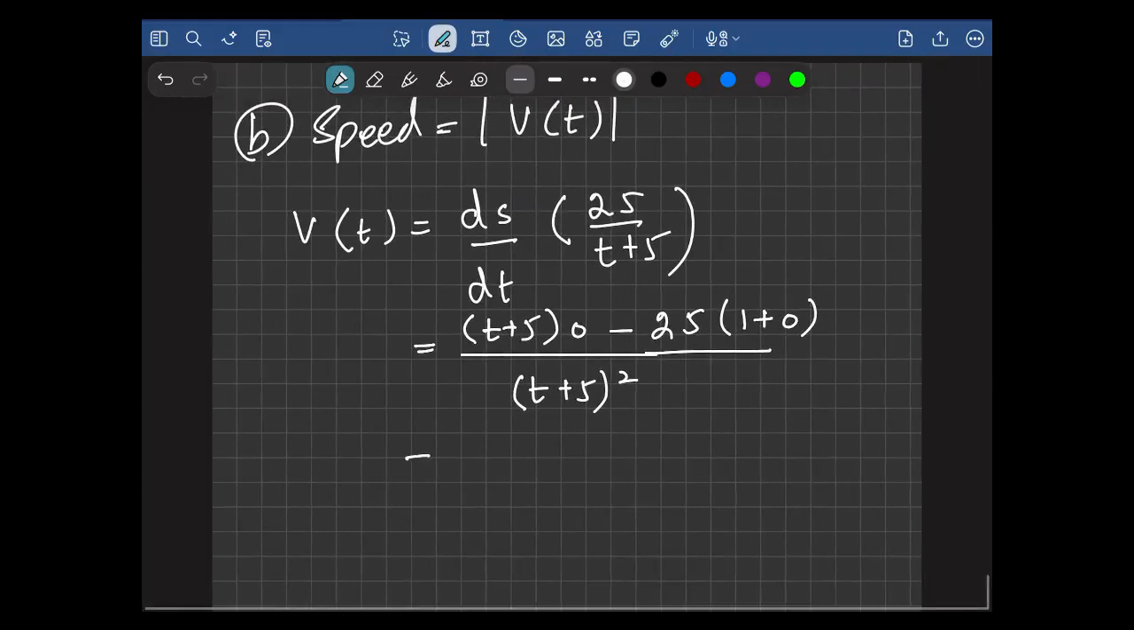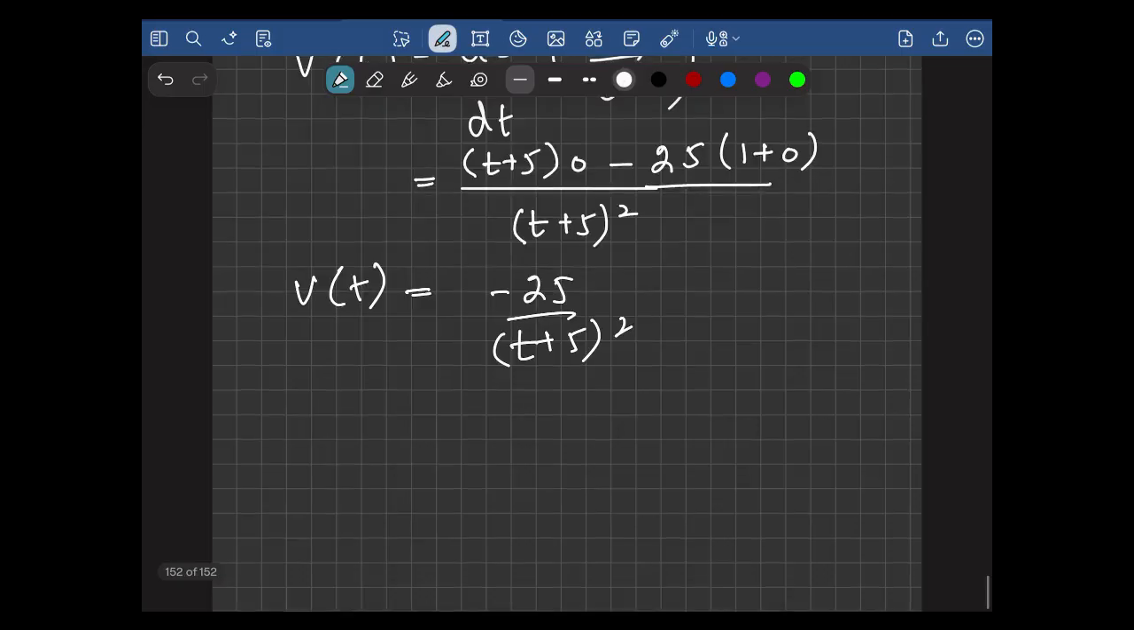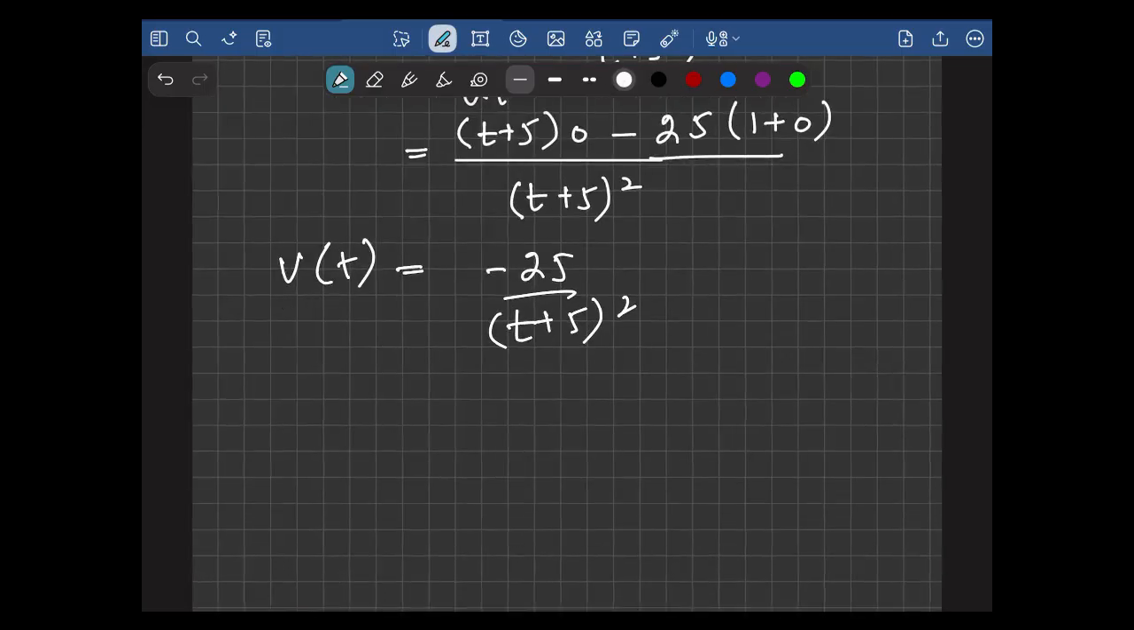So let's simplify it further, which is minus 25 over t plus 5 perfect square. Oh, perfect. So this is actually the velocity. Now we have to find the speed at the endpoints. Speed is the absolute value of the velocity. So the absolute value of minus 25 over t plus 5 squared.